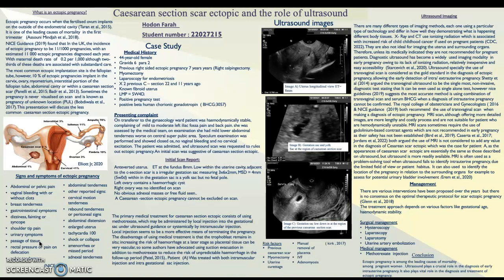She was assessed by the medical team. On examination, she had mild lower abdominal tenderness, worse on the central suprapubic area. Speculum examination was performed with consent and showed closed os, no vaginal bleeding, no cervical tenderness. Patient was admitted and urgent ultrasound was requested to rule out an ectopic pregnancy. An initial scan was suggestive of caesarean section scar ectopic.